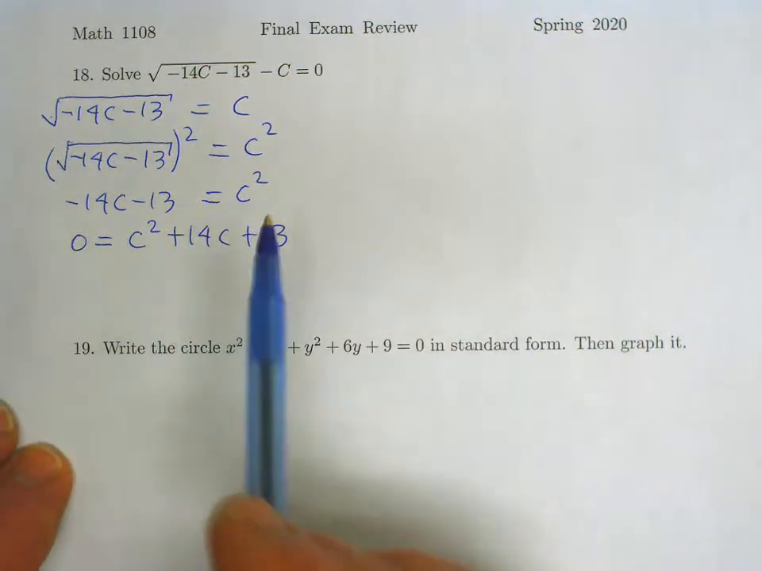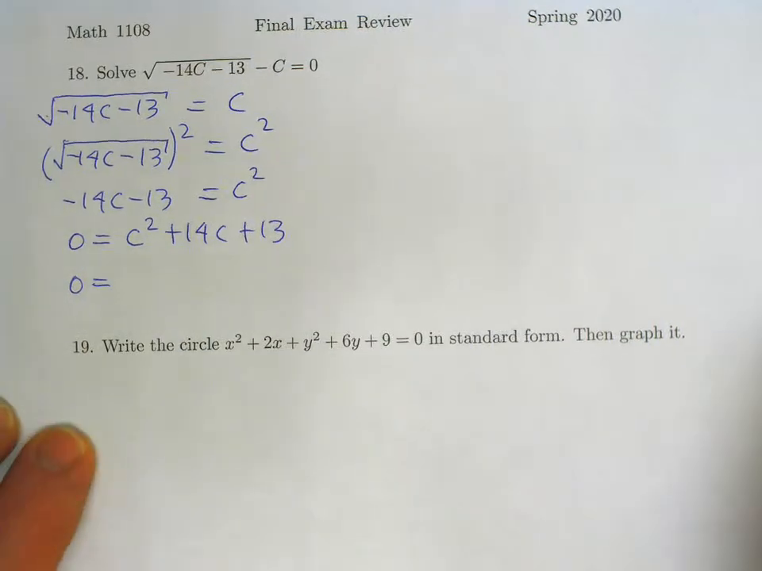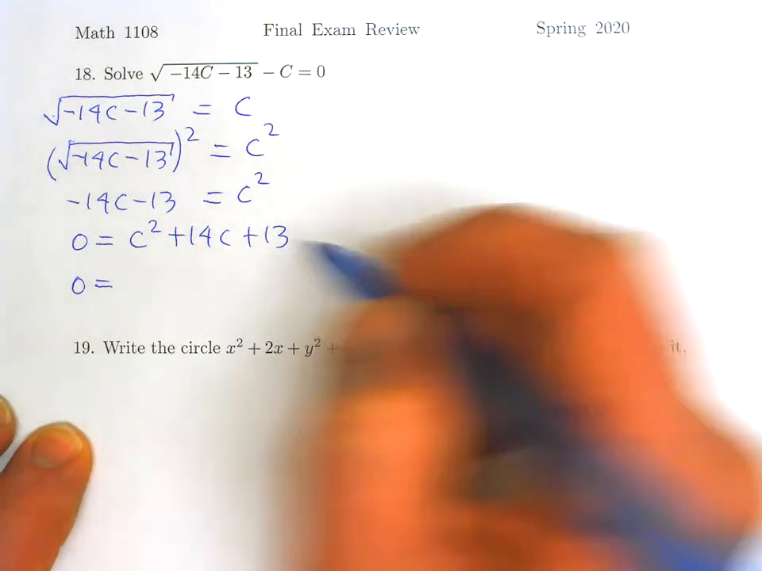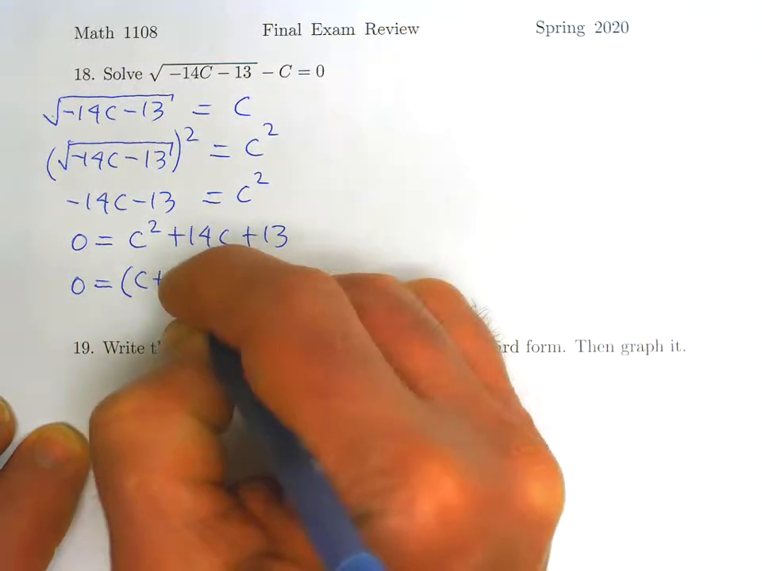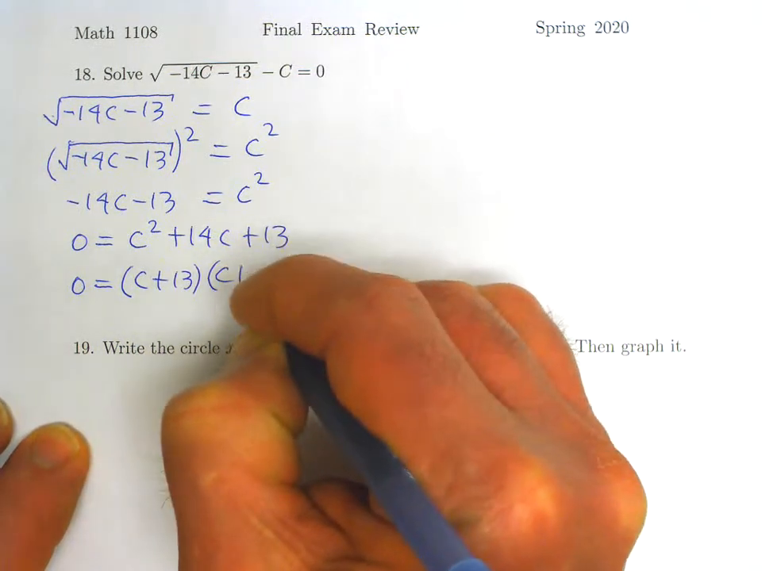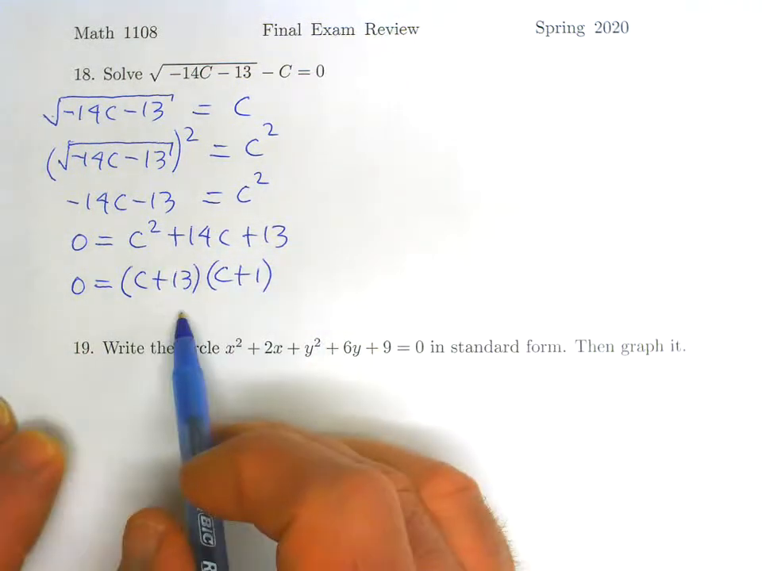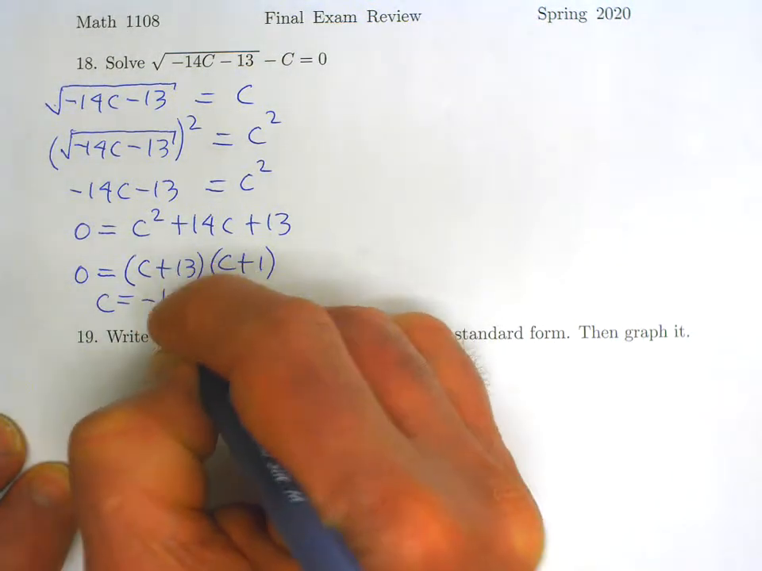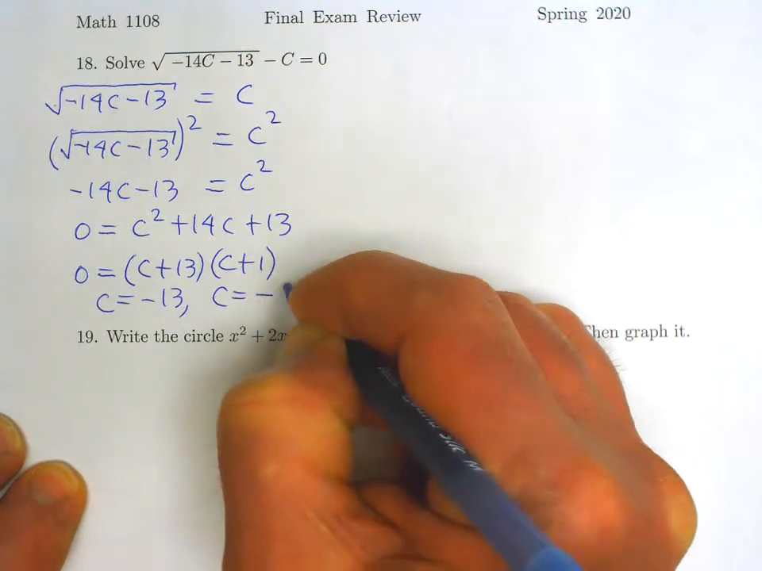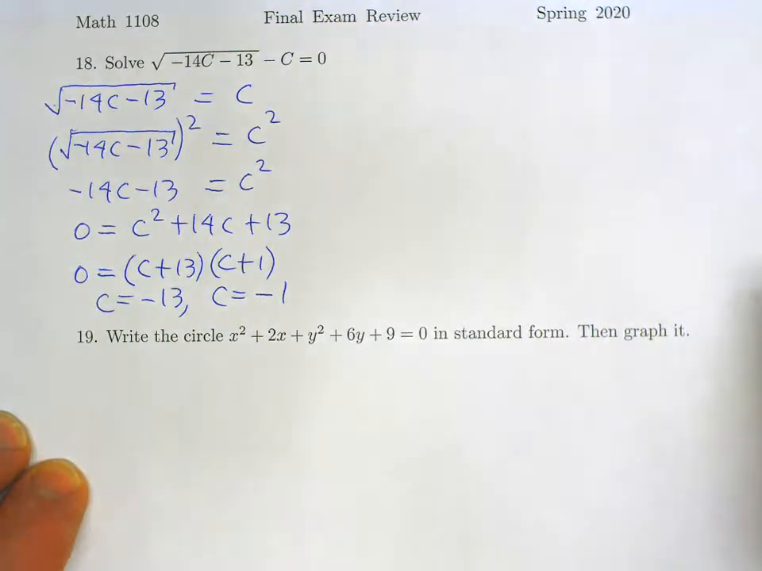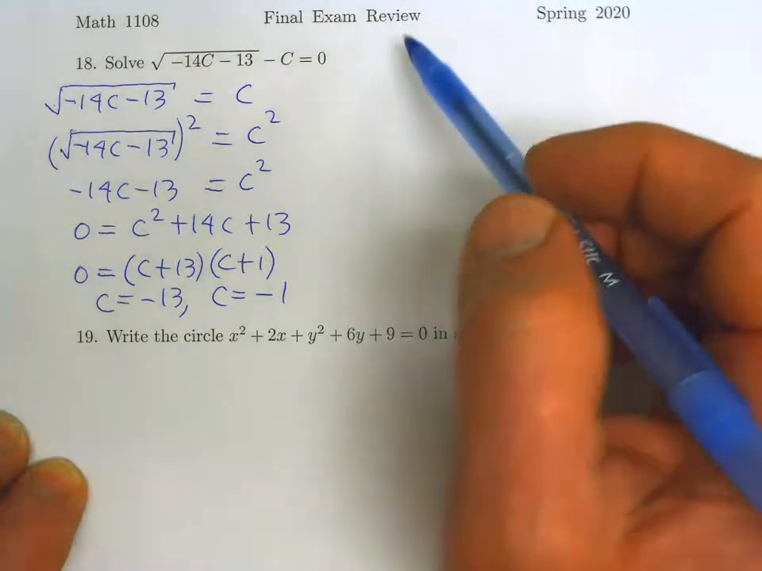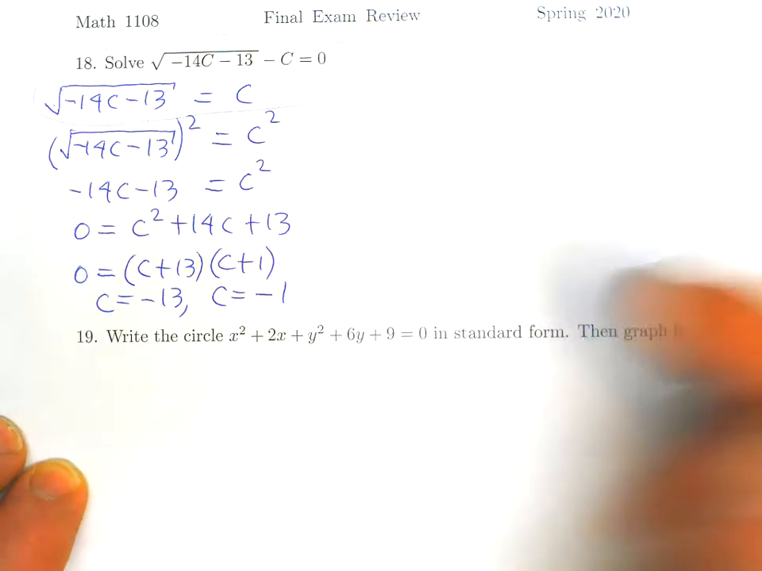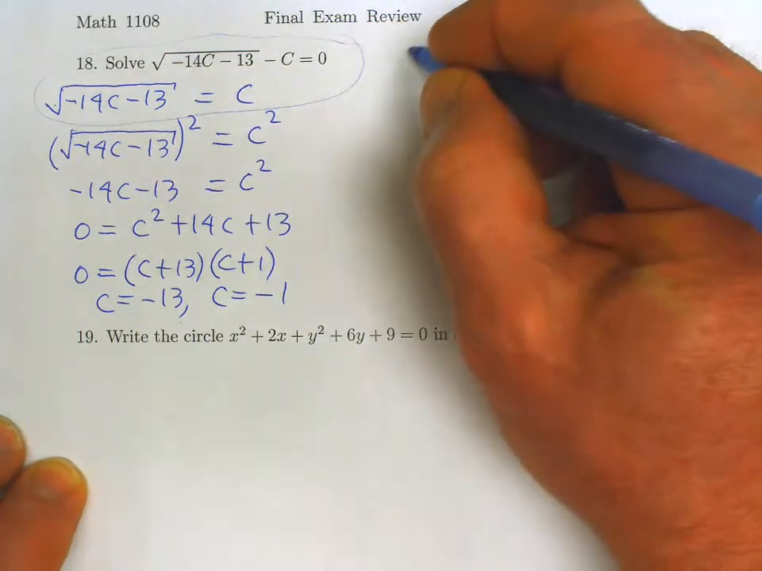And we can solve this by factoring. If you don't see how to solve it by factoring, you can always use the quadratic formula. But the two factors are c plus 13 and c plus 1. And so this quadratic equation has two solutions. One is c equals negative 13, and the other one is c equals negative 1. Since the original equation involves the square root, we should check both of those.